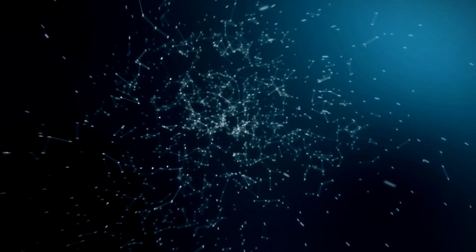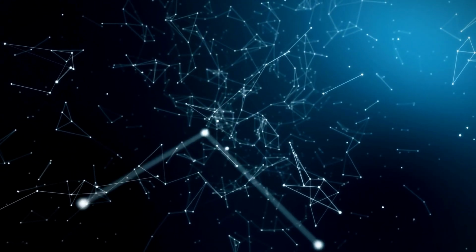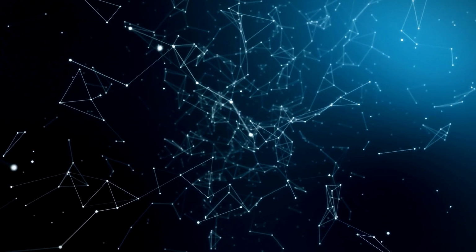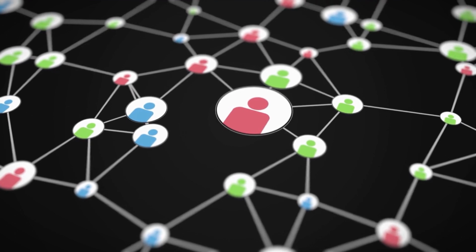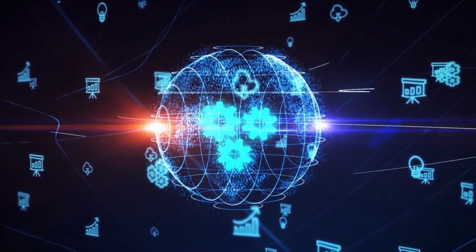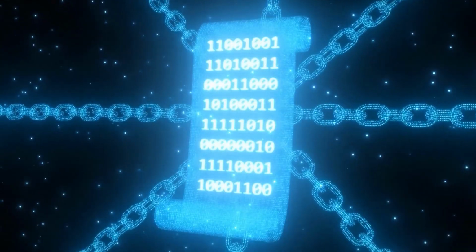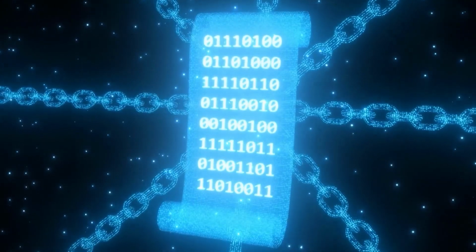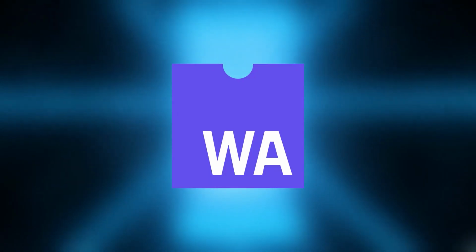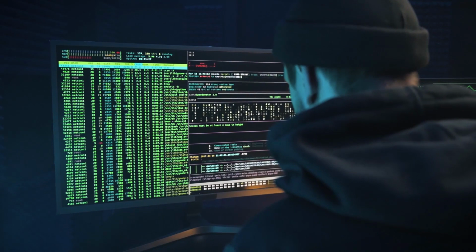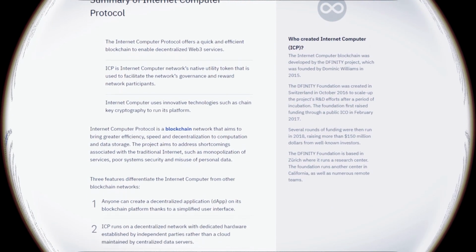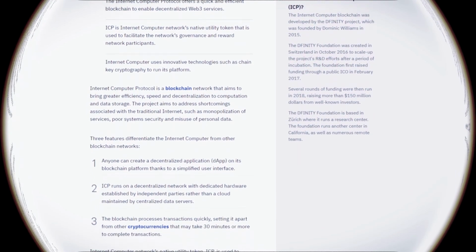The network is also composed of subnets, which are groups of nodes that run specific types of software or serve specific purposes. Subnets can communicate with each other through an interoperability protocol called chain key cryptography, which allows cross-subnet calls and transfers. Apart from that, the network supports smart contracts written in any programming language through a universal framework called WebAssembly, which enables code portability and compatibility. Smart contracts on Internet Computer are called canisters, which are bundles of code and state that run on subnets.